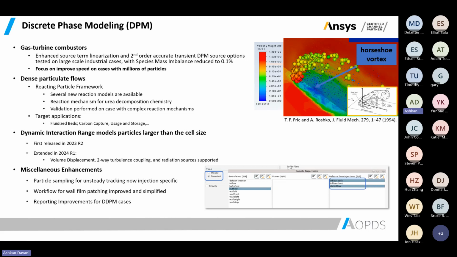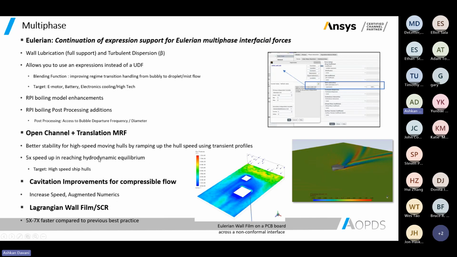There are different enhancements in DPM as well. For example, you can have particle sampling for unsteady tracking in the injection. The workflow for one film patching is improved and simplified, and the reports that Ansys provides for DPMs are also improved as well.